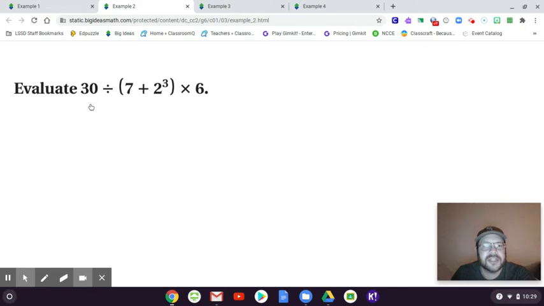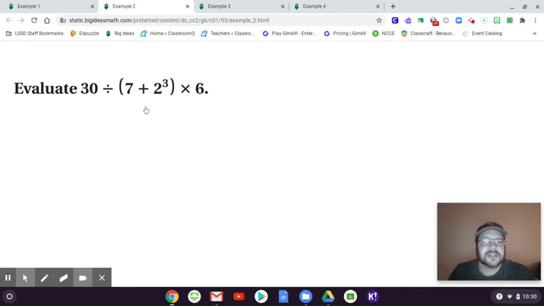So evaluate 30 divided by parentheses 7 plus 2 to the third power, or 2 cubed, times 6. What should we do first? Correct. We must do the parentheses first. Now inside the parentheses, we have 7 plus 2 to the third power. So inside the parentheses, what should we do first? Yes, we need to do the exponents before we do the addition. That is the E in PEMDAS.